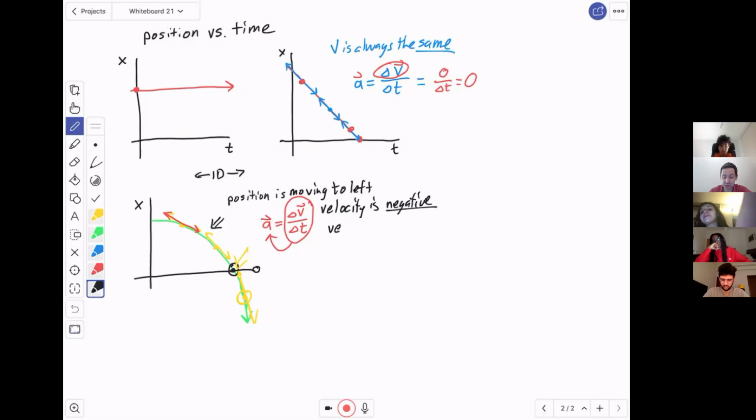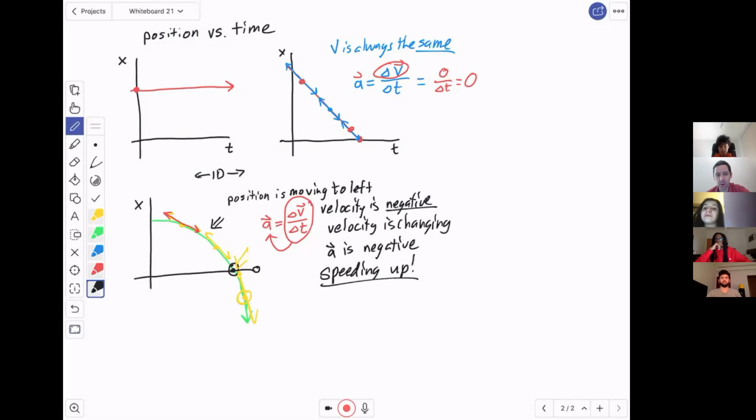Okay? Velocity is negative. The velocity is changing. We said that the acceleration is negative. We also said that it is speeding up. We got all of that from this one little dinky line that I just drew. Questions?